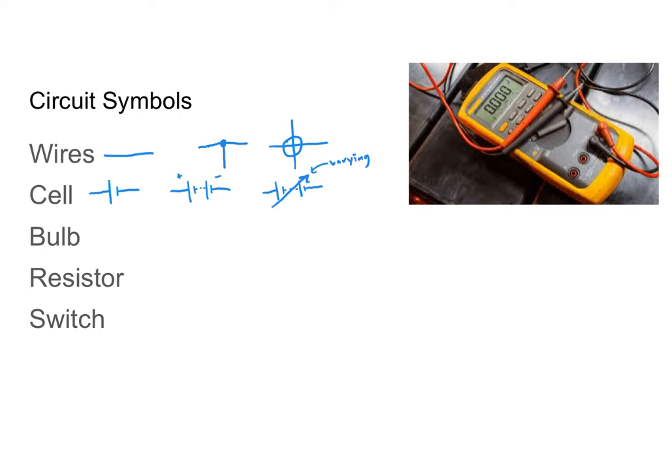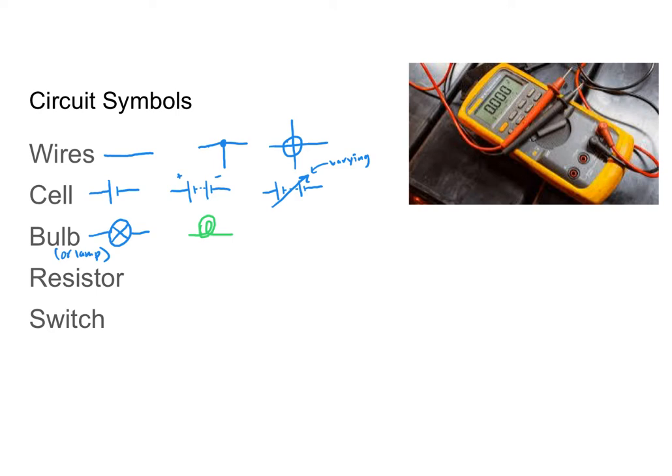So next you have our bulb, and there are a few different symbols for a bulb or a lamp. But in IB physics, we're going to use this symbol to represent our lamp. So that is a circle with an X in the middle. Another common symbol for a bulb, just so you guys are aware, looks like that. But we're not going to use that in this class, so you don't need to worry too much about it.